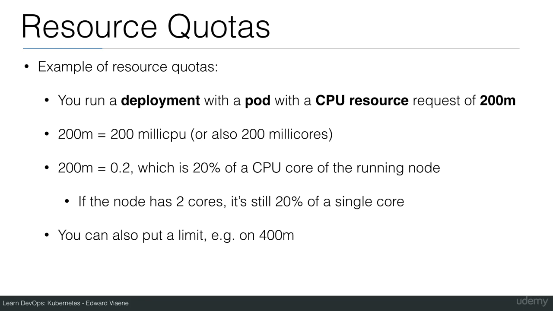For instance, you can put a limit of 400 milli-CPU. You can say, I want to have the capacity of 200 milli-CPU. Maybe you're going to do some scaling based on that, but the container within this pod can only use a maximum, for instance, of 400 milli-CPU. Memory quotas are defined in megabytes or gigabytes.